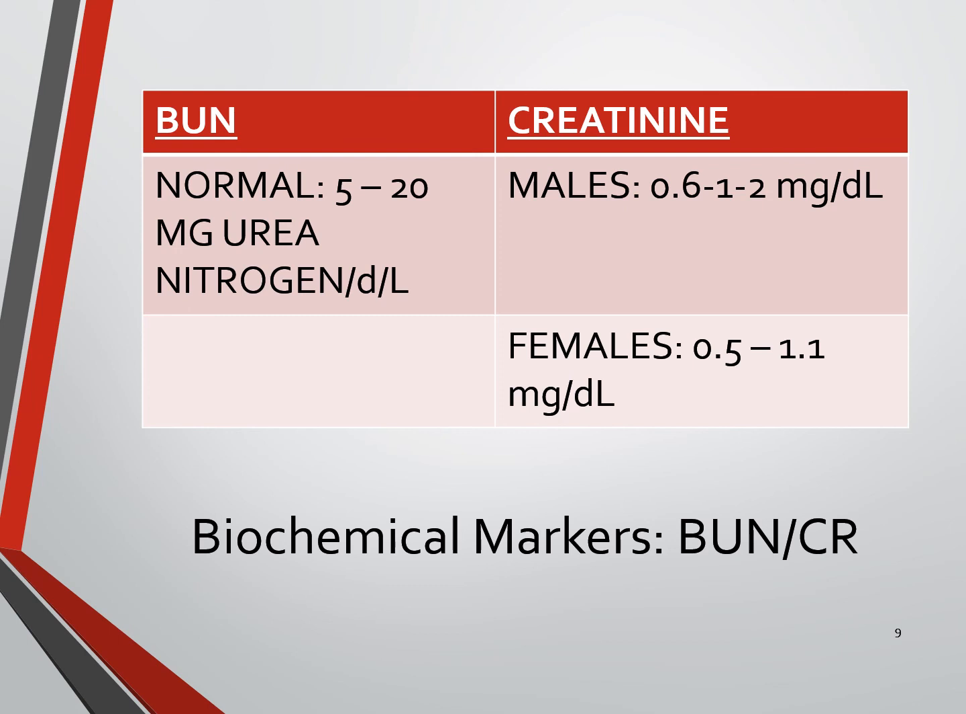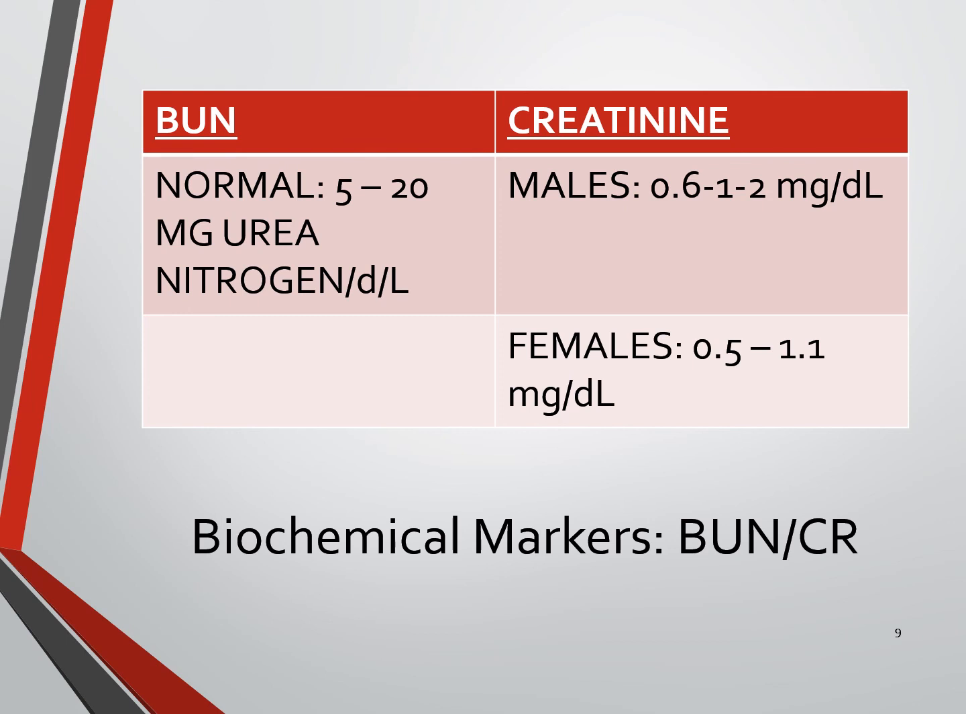Our next set of biochemical markers are BUN and creatinine. For blood urea nitrogen, the normal range is 5 to 20 milligrams of urea nitrogen per deciliter. For creatinine, the range for males is 0.6 to 1.2 milligrams per deciliter, and for females 0.5 to 1.1 milligrams per deciliter. So those are the normal ranges.